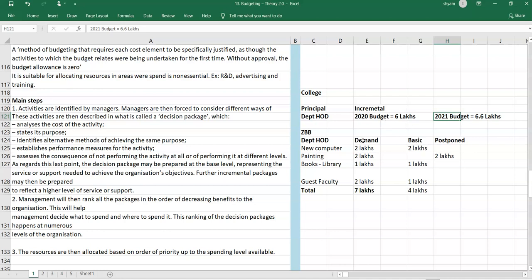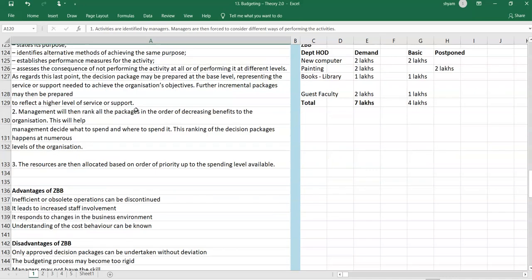How do we know? We have to do a ZBB. Okay, we have to do a zero based budgeting. So let's read the theory so that you will get a better idea.